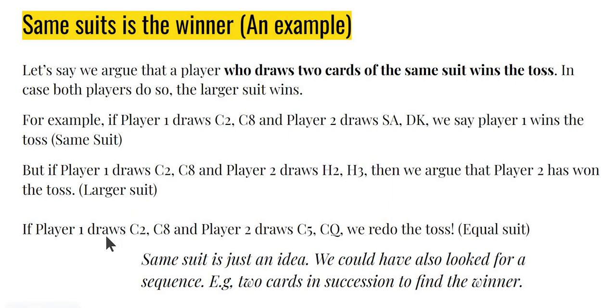On the other hand, let's take one more example. Let's say player 1 draws C2 and C8, player 2 draws C5 and CQ. In our case, we say, well, look, these are equal suits, so we will just say it's a tie. We will redo the toss.